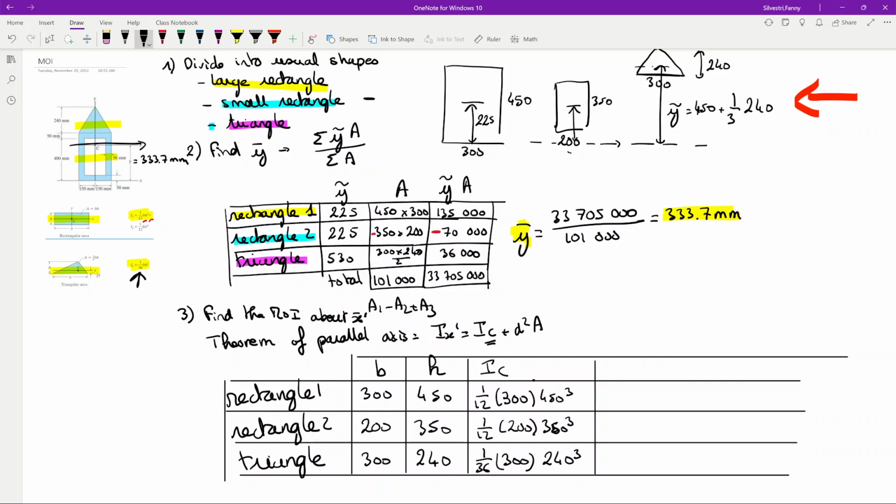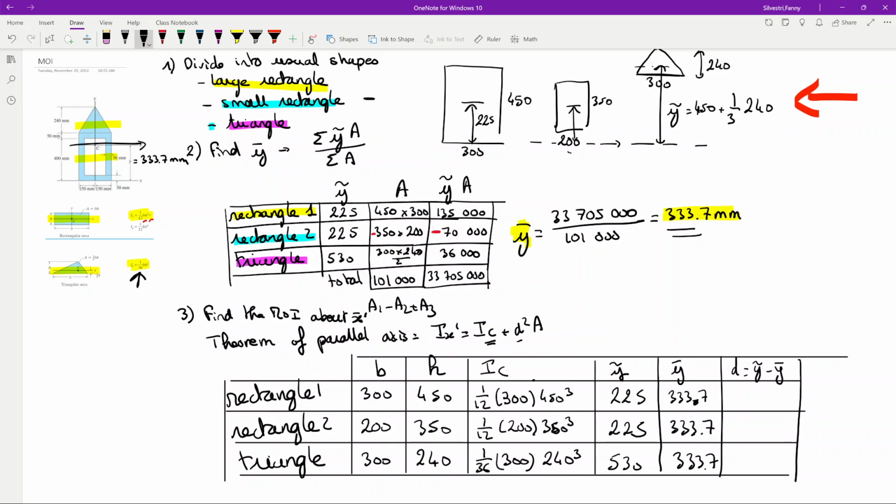So the distance D will be the centroid of the shape minus the centroid of the global shape. The centroid of each shape, let's call that the Y tilde. We found them before: 225, 225, and 430. The Y bar is the same for all of them, 333.7, 333.7, and 333.7. So the distance D will be this Y tilde minus Y bar.